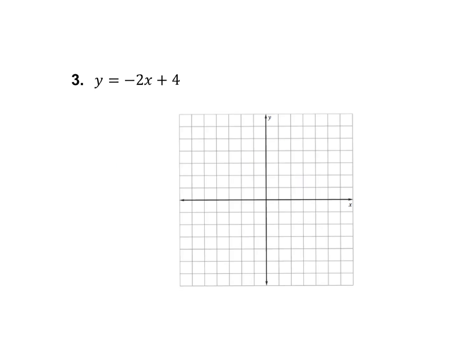All right, question number 3. Go ahead and pause the video. I'd like for you to find the slope, the y-intercept, and then I'd like for you to graph it, and then resume the video and check to see if you have the right answer.